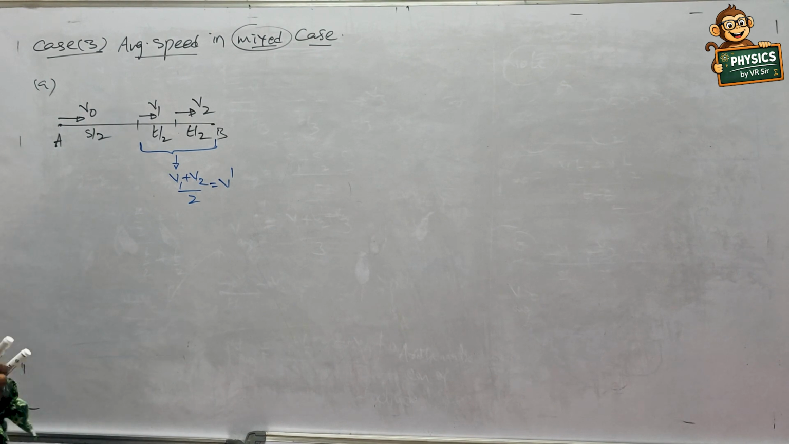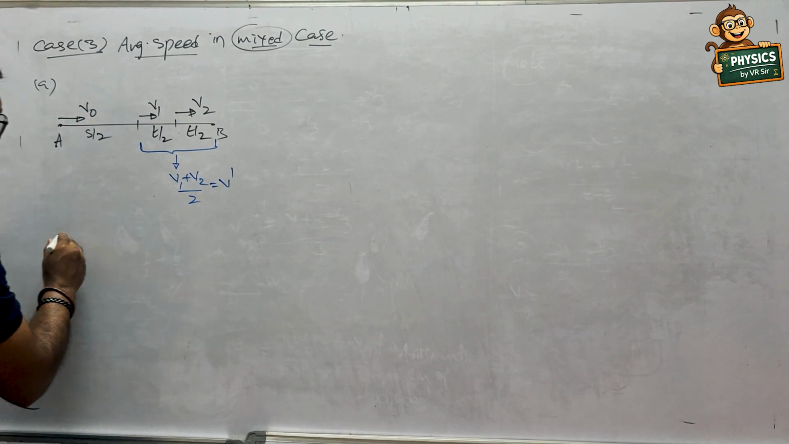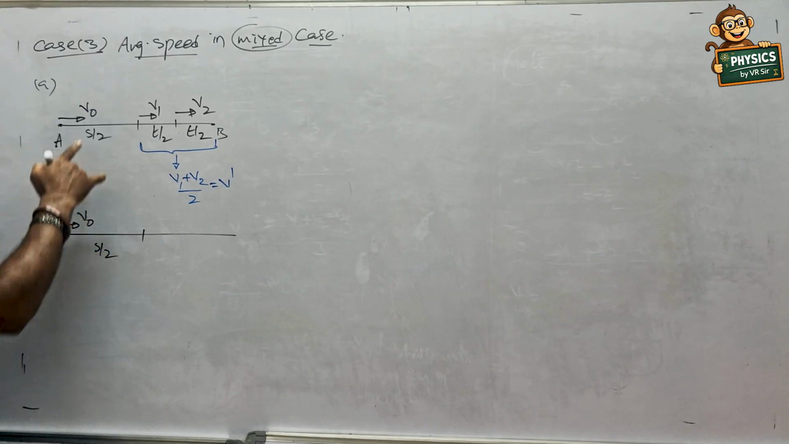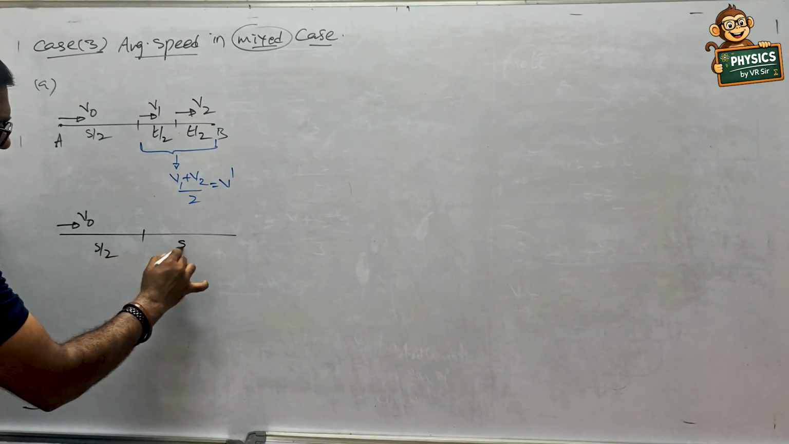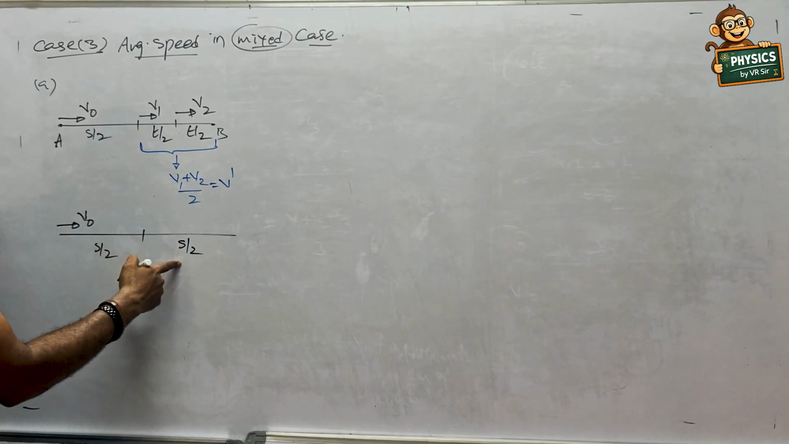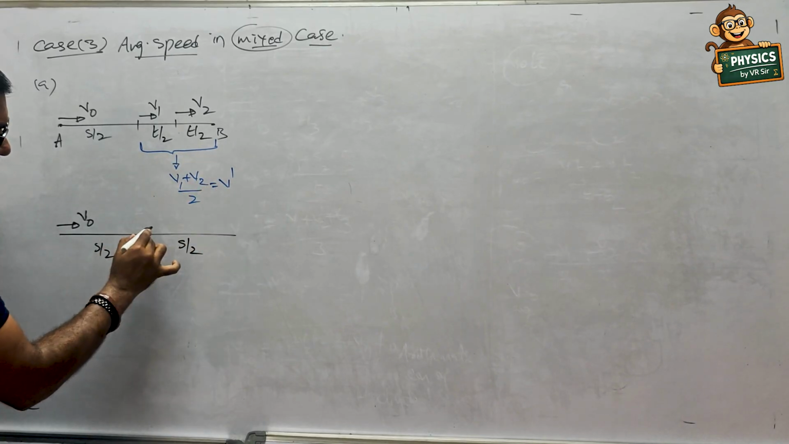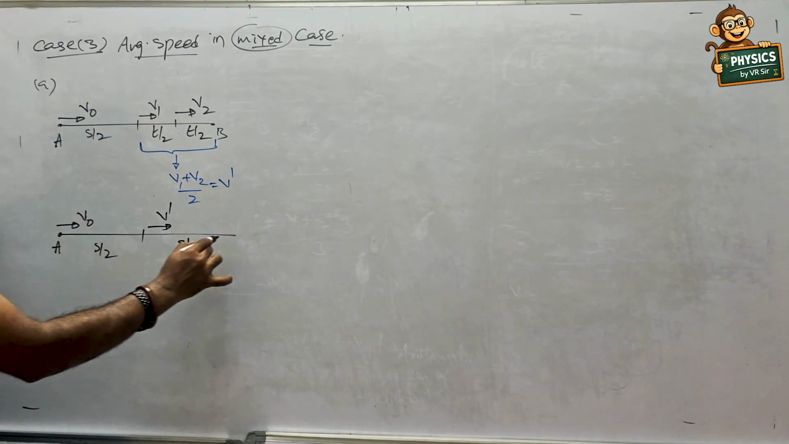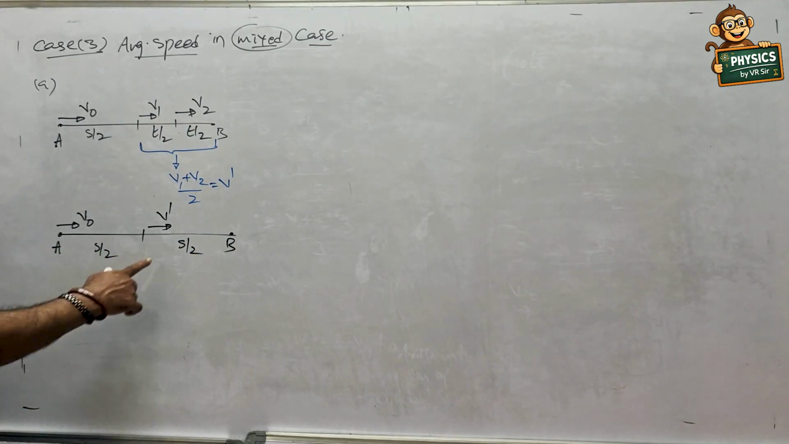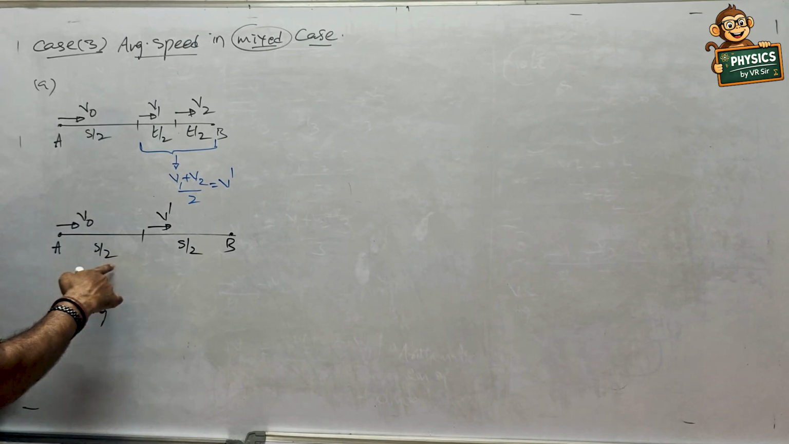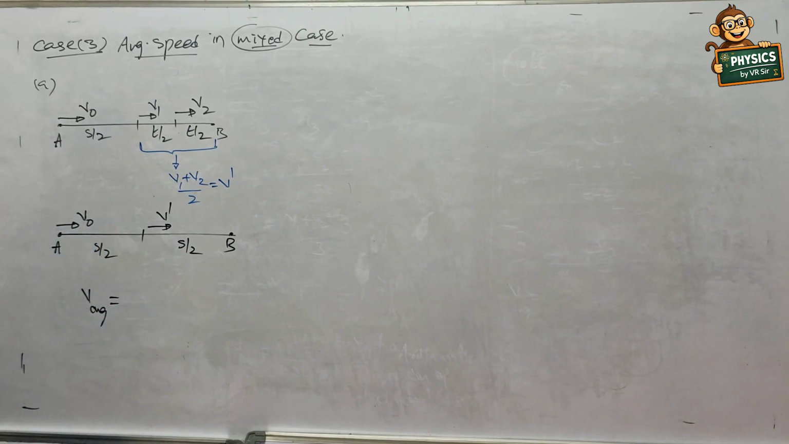Now we have simplified it into the equal distances case. Look here: in the first half of the distance, it maintains the speed v0, and the next half of the distance we converted into a single value. And what is the single value? v dash. This is A and this is B, the destination. Now we know clearly that the average speed can be written as in the equal distances case.